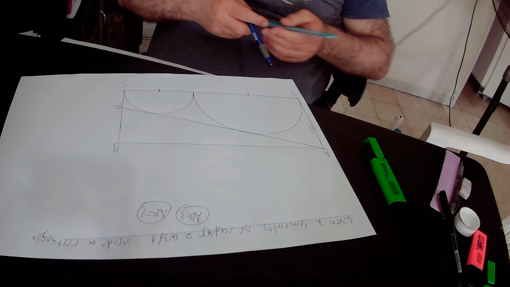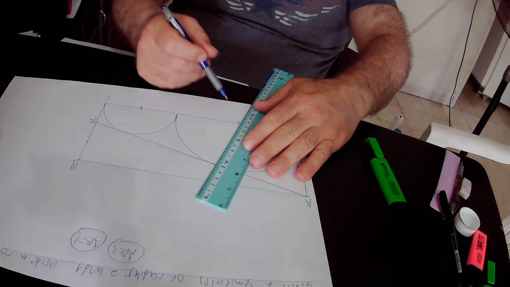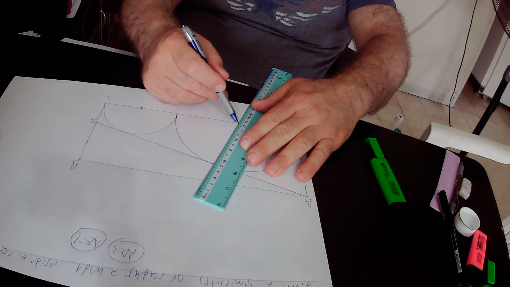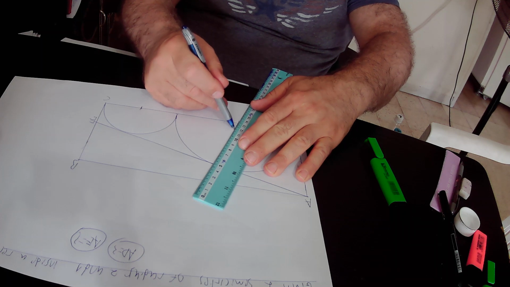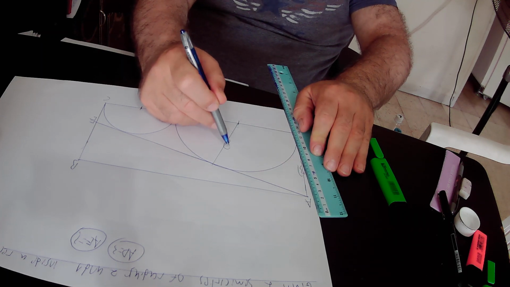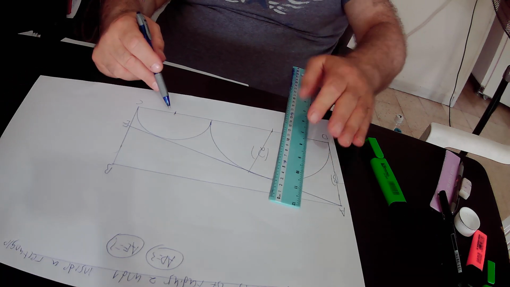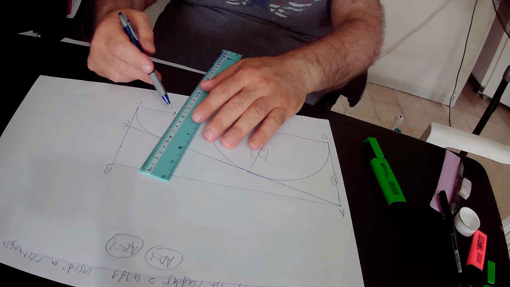So, the radius of this big semicircle is equal to 2 units in its length. This is the radius that is 2 units, and the radius of this small semicircle is equal to 1 unit in its length.